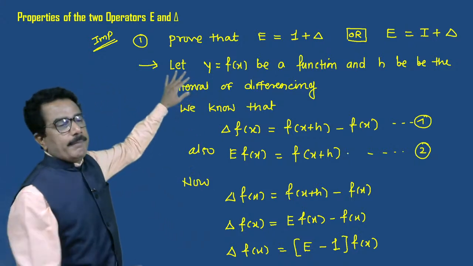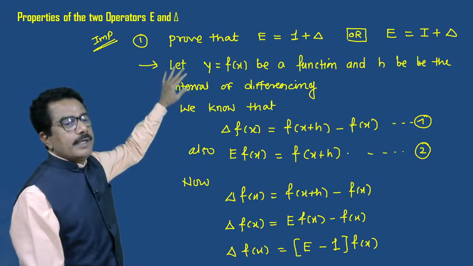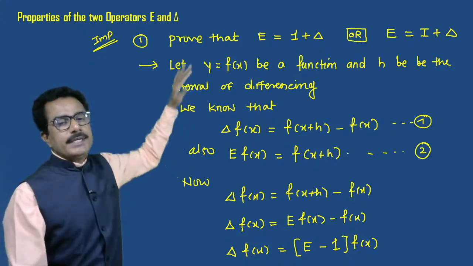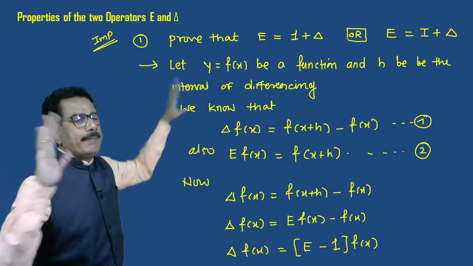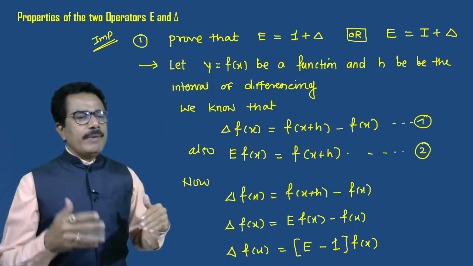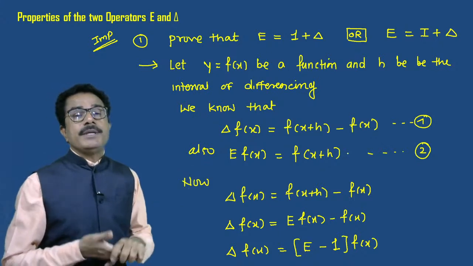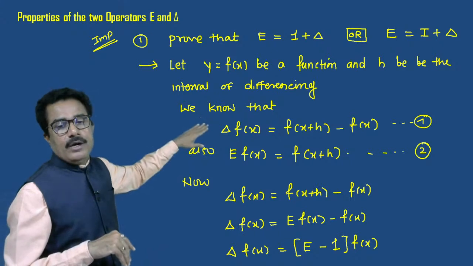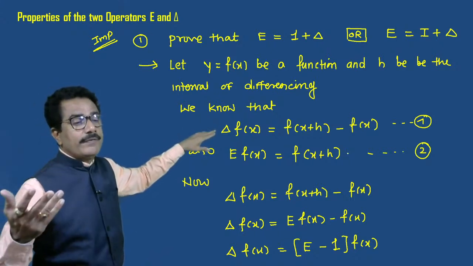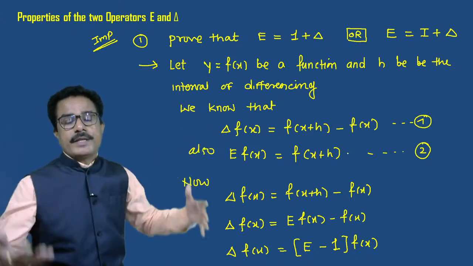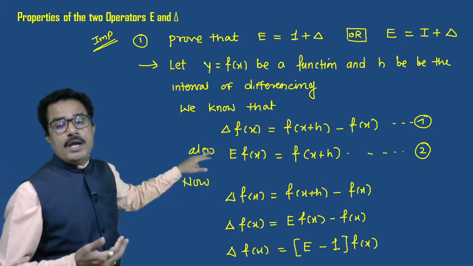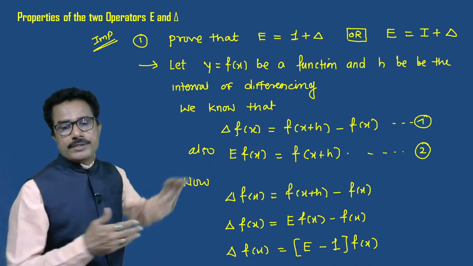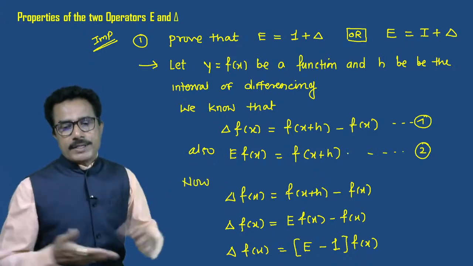So this is the proof that E is equal to 1 plus delta, or we can also write E is equal to I plus delta. Let the function y is equal to f of x and h be the interval of differencing. Then we know that according to the definition of a forward difference, delta f of x is equal to f of x plus h minus f of x. Also we know the definition of the shift operator, E of f of x is equal to f of x plus h.